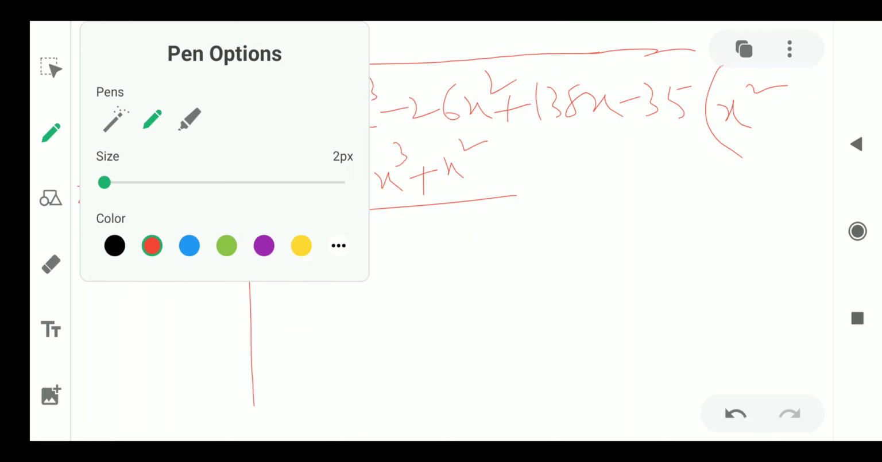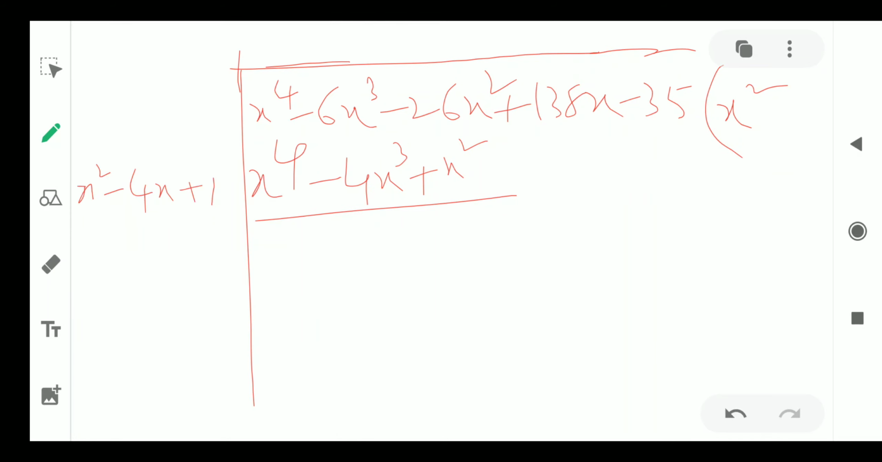Now, this is minus, this is plus, this is minus, this will get cancelled. Plus 4x cube and minus 6x cube is minus 2x cube, and this will become how much? Minus 27x square. Then you bring down this 138x minus 35.